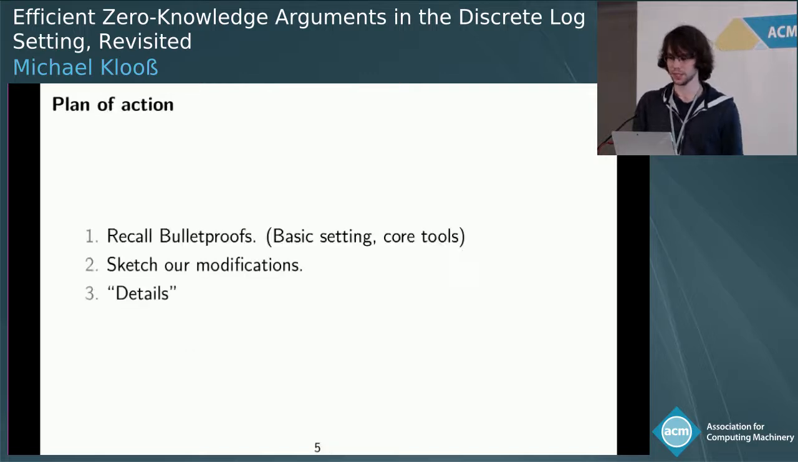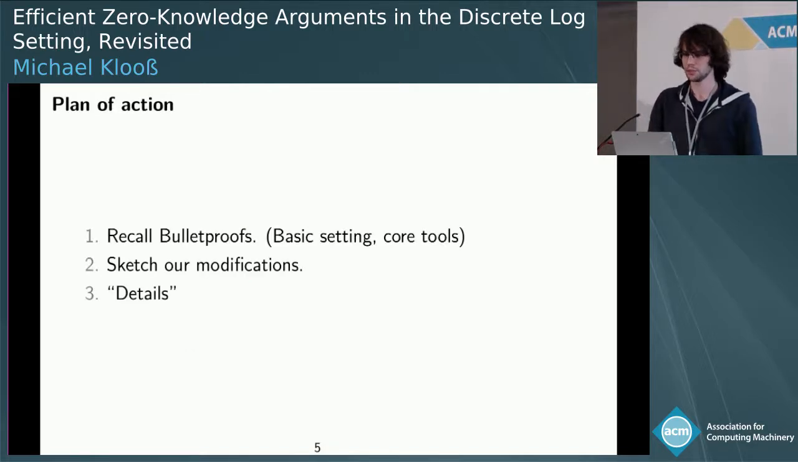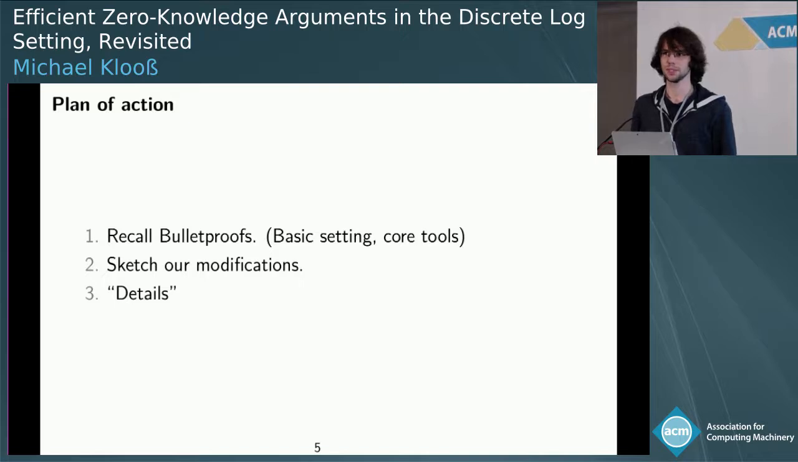Now, the plan of action in the following is I'll first recall bulletproofs slightly differently than in the first talk, because our proof system is very close to bulletproofs, at least conceptually. Then I'll sketch what modifications we did to bulletproofs, and then I'll have some details about how we did this.